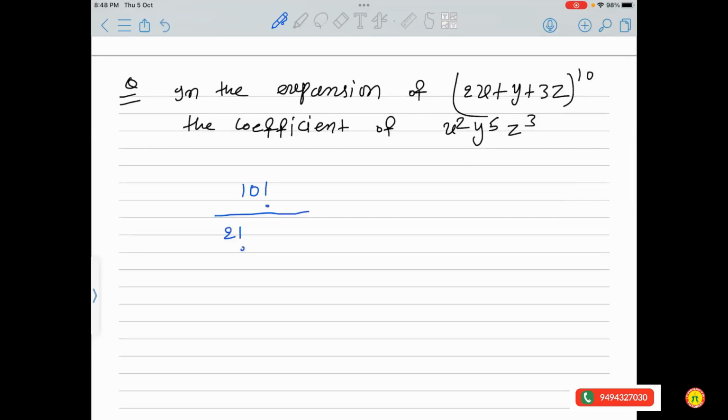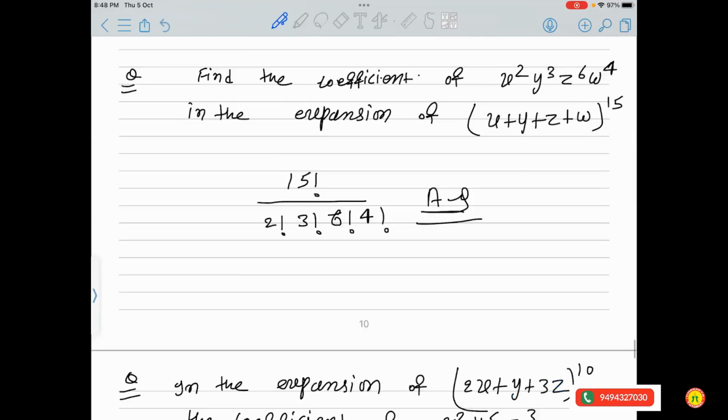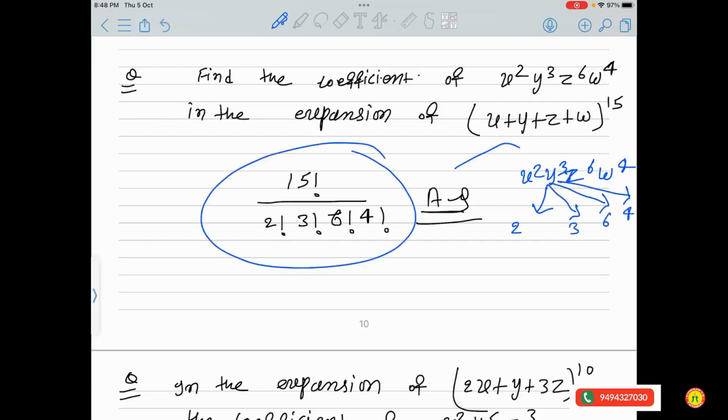So power is, if power is 2, like you can see x square y power 5 z power 3, so we put 2, 5, 3, right? Here we can see the power x square y cube z power 6 w power 4. It means in the denominator 2 factorial, 3 factorial, 6 factorial and 4 factorial, right? So this is the answer for this question.